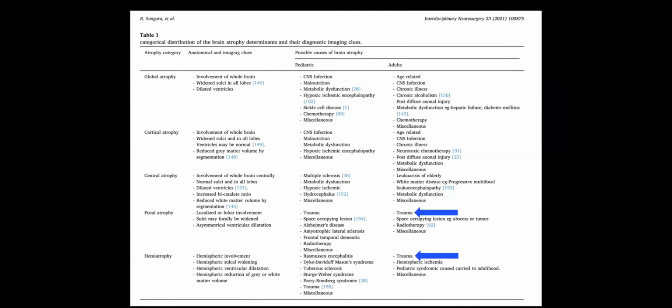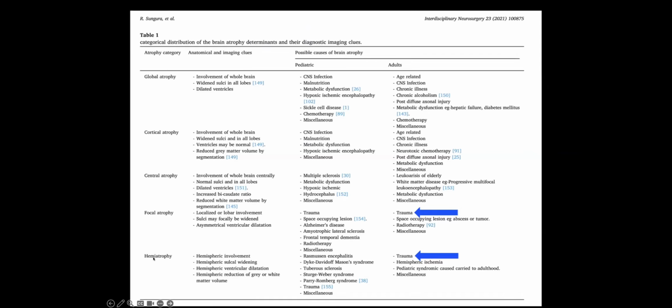Of course, when we talk about, in the medical literature, the categorical distribution of brain atrophy determinants and their diagnostic imaging clues, when we talk about focal atrophy, such as asymmetrical ventricular dilatation or focal lobar involvement, trauma is the most common cause that we can identify. Now, there are other causes too, but these are not causes that we often see. For instance, radiotherapy is a possibility, but we don't see that in these populations of individuals referred on the medical legal side. It could potentially be ALS, but they'd have to have the related symptoms to prove that. Alzheimer's disease, of course, is a bit of a chicken and egg phenomenon because trauma increases the risk for Alzheimer's disease, or a brain tumor, for example.